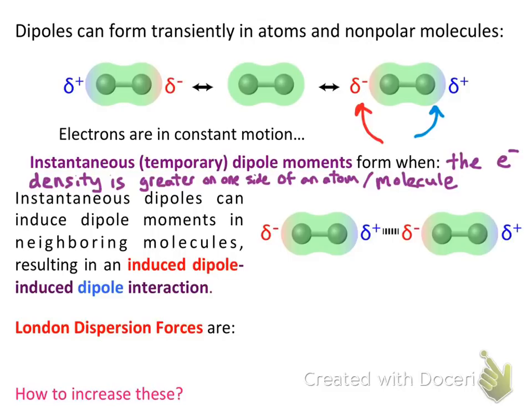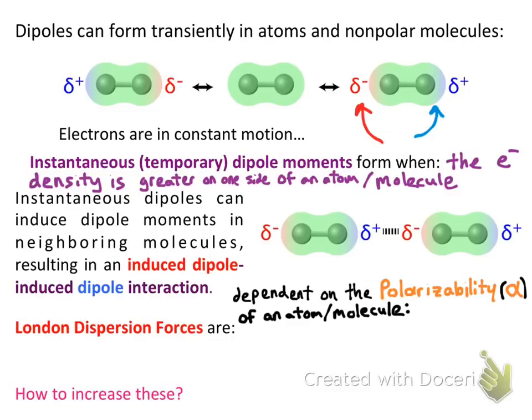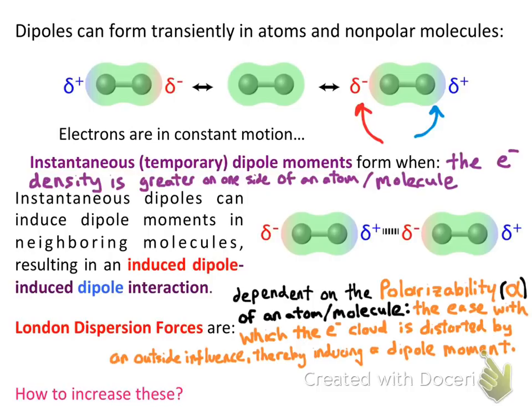As we saw before, a larger atom like neon, larger with respect to helium, has more of a capacity to create a more electron-rich and poor side, creating a greater partial dipole. So, as a result, London dispersion forces are dependent on the polarizability of an atom or molecule. What is polarizability? Well, polarizability, denoted by alpha, is the ease with which the electron cloud of an atom or molecule is distorted by an outside influence, thereby inducing a dipole moment.